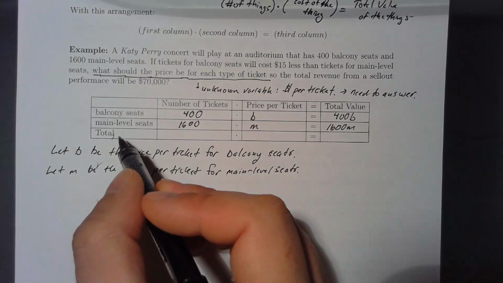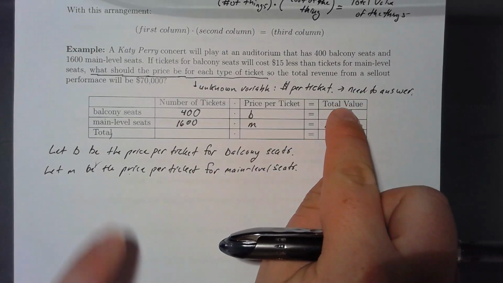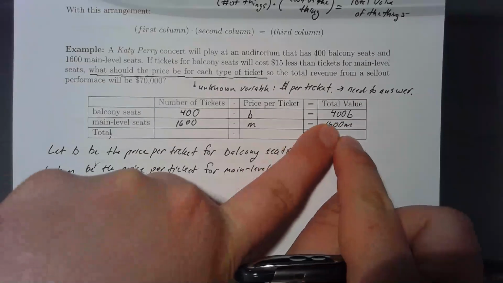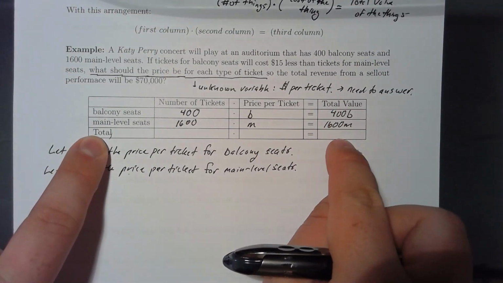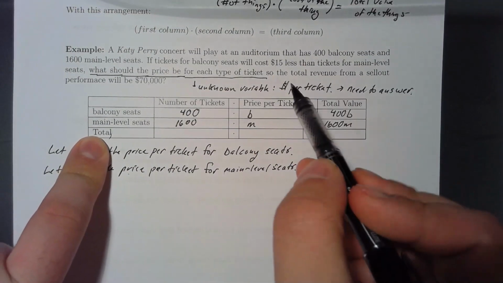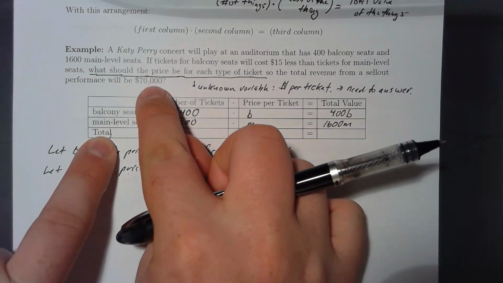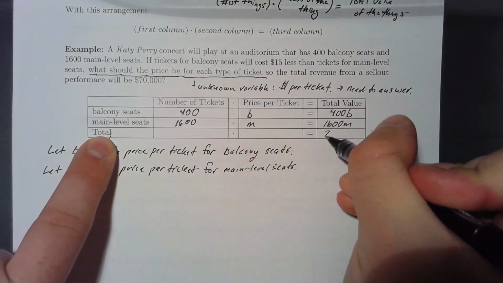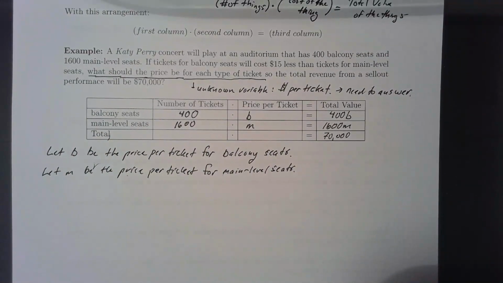What's the total value of all the tickets together? The total value of both tickets is going to be this entry right here, because they overlap right there. Does the problem give me that information? Yes. The total value of all the tickets being sold is going to be $70,000. That's a sellout performance, so that means all the tickets will be sold. So this would be $70,000. All right. Is there anything else from the problem that gives us any information?